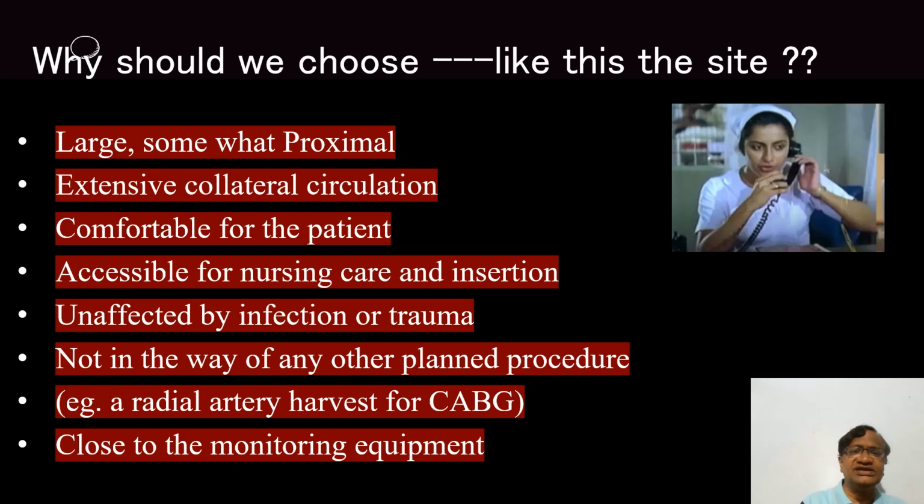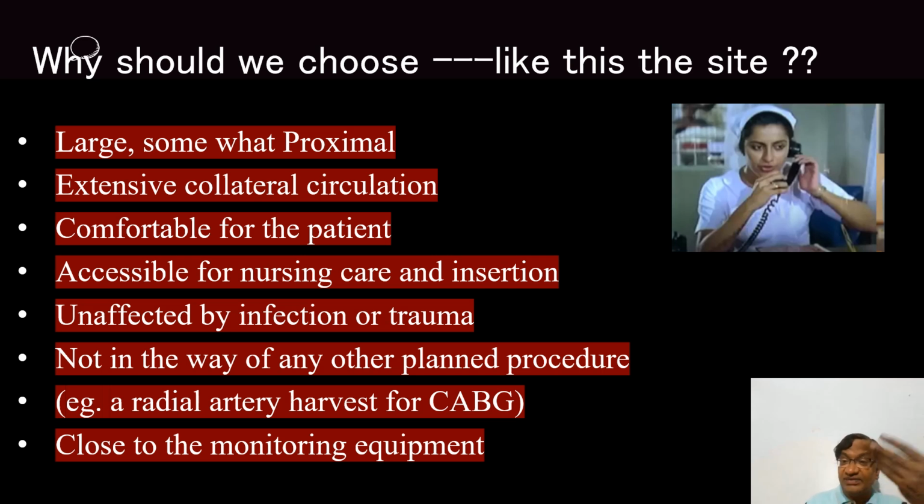Why should we choose a particular site? It should be large and somewhat proximal to the heart. I will come to why it should be proximal and what the problems of distal sites are in a separate video on setting up and analysis of arterial waveforms. It should have good collateral circulation and be comfortable for the patient. If you put it here in the elbow, it may not be very comfortable. It should be accessible for the nurses and unaffected by infection and trauma.